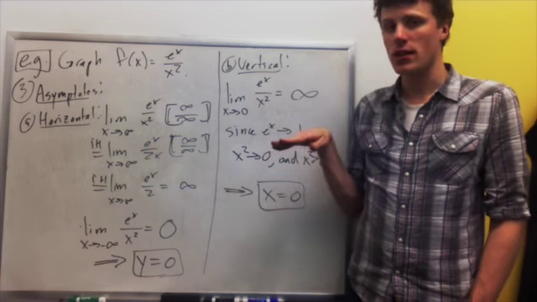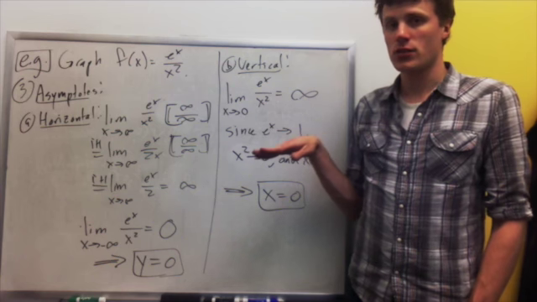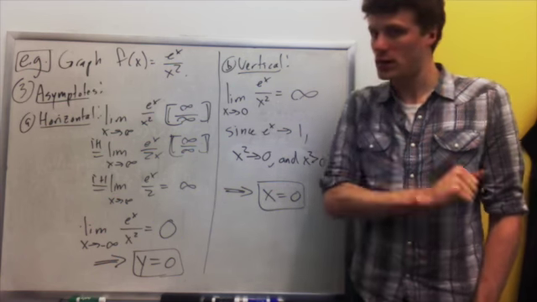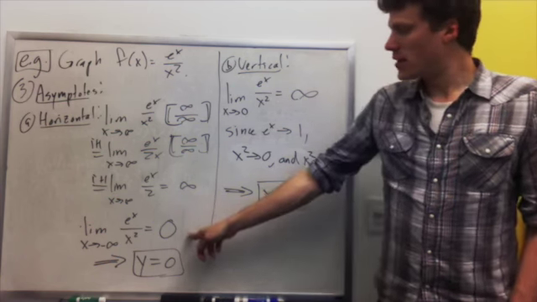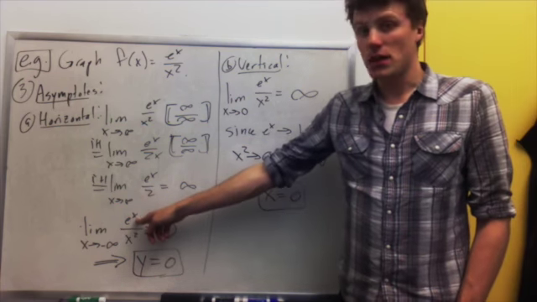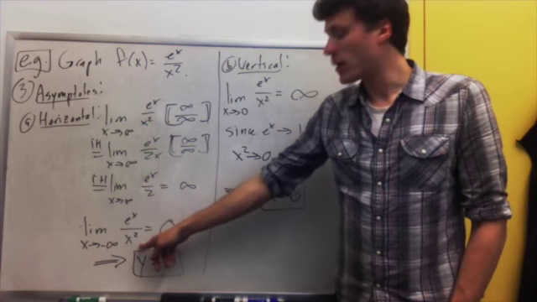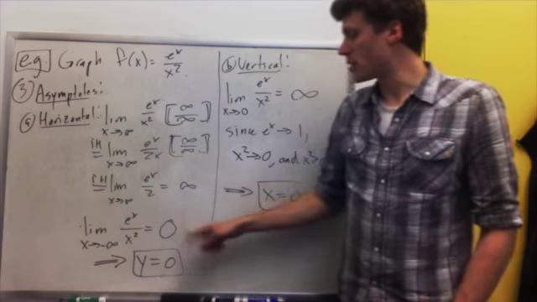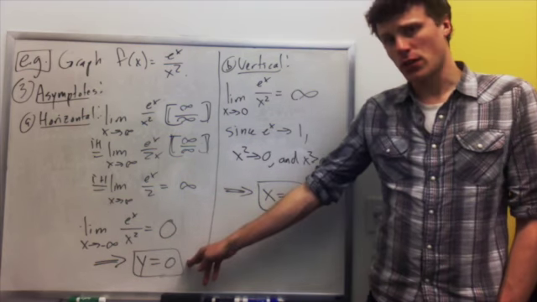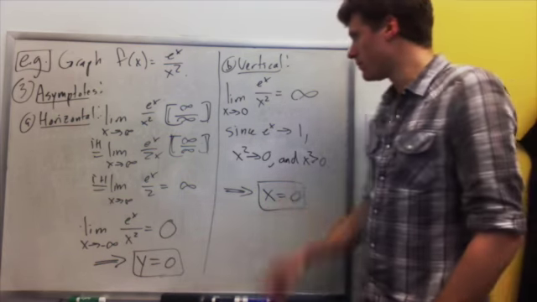It tells us that as x goes to positive infinity, then y is going to be going that way too. As x goes to negative infinity, e to the x goes to 0. X squared goes to infinity, so 0 over infinity is 0. That gives us a horizontal asymptote at y equals 0.